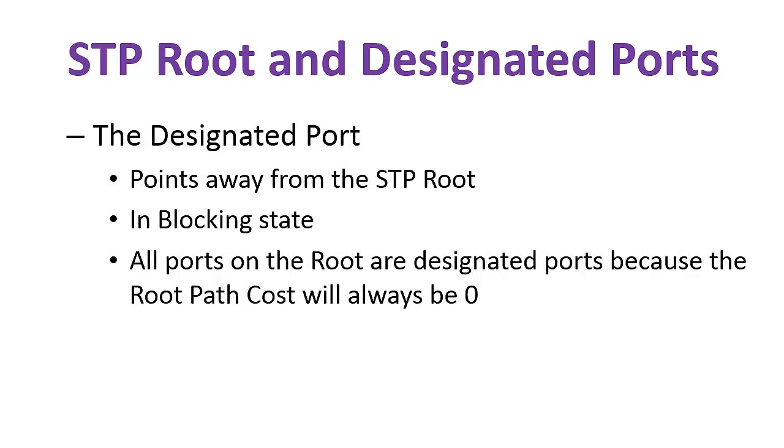The designated port actually points away from the spanning tree root, and it sits in a blocking state. All ports on the root are designated ports because the root path cost will always be 0. The designated port is the best port on a segment. So for example, on a segment where there is no root switch, you will have one designated port, and all the other ports will be either alternate or backup ports.